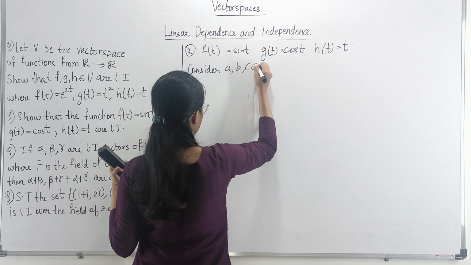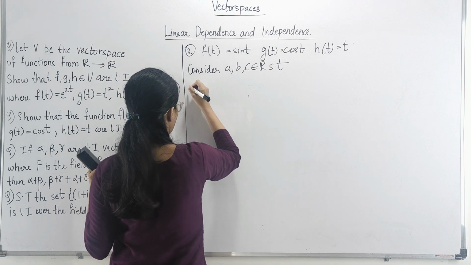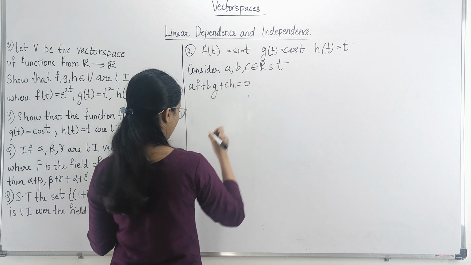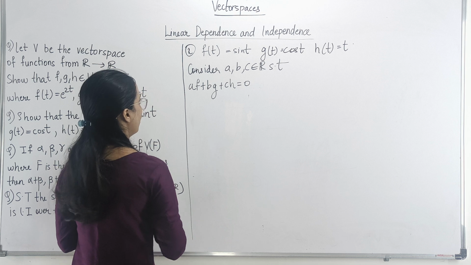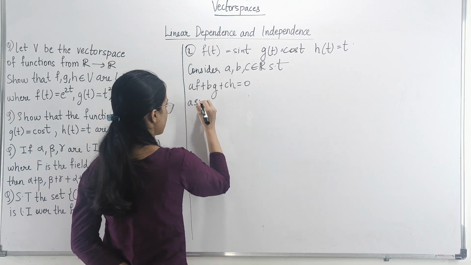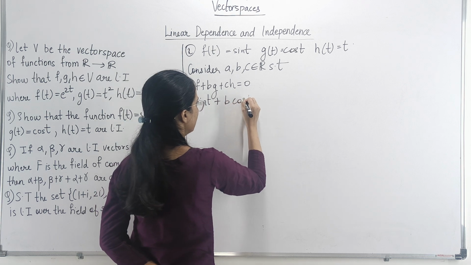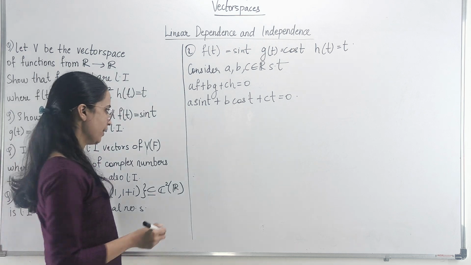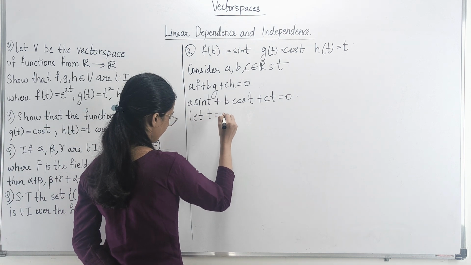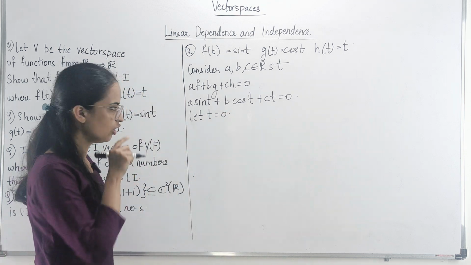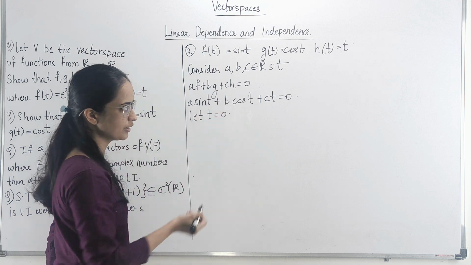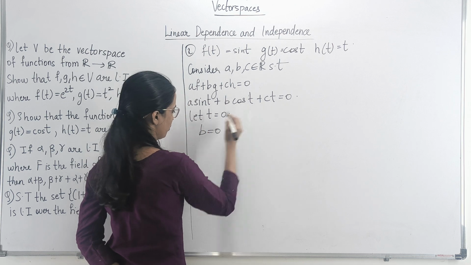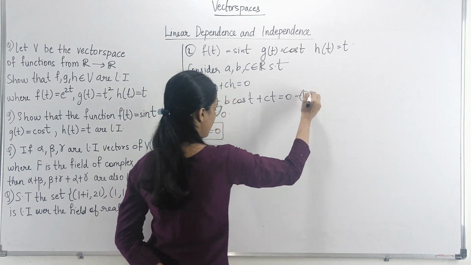a, b and c belonging to real numbers such that a into f plus b into g plus c into h is equal to 0. Now a into your function f is sin t plus b into cos t plus c into t is equal to 0. Now here again we will take values of t. So let us take first t to be equal to 0. If we take t as 0, then sin 0 is 0 but cos 0 is 1. So what we get is ultimately b equals 0. Okay, so from here we get b equal to 0.